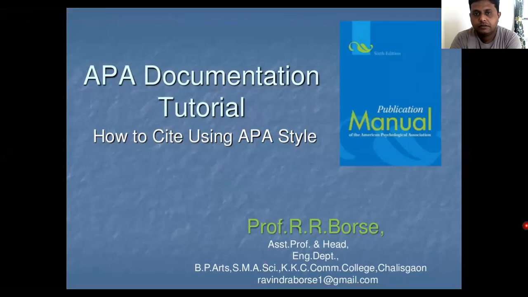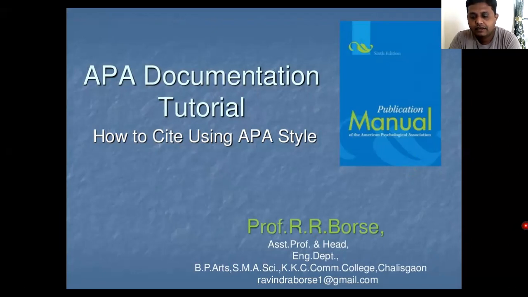Dear students, in the last series of our lecture, we discussed the first topic, that is the citation style. After that, we discussed the first citation style in our last lecture, that is MLA style. Today, we will discuss APA citation style.